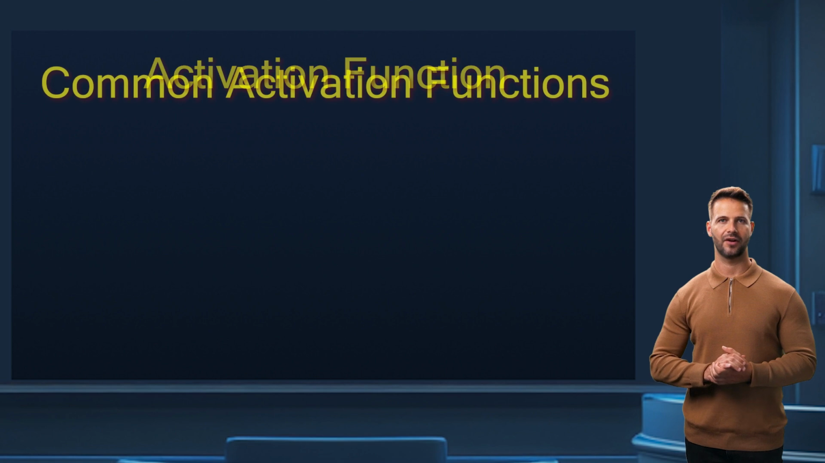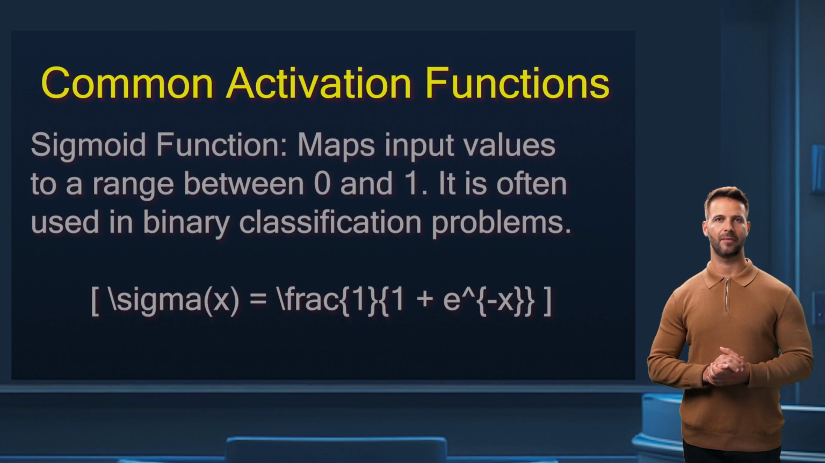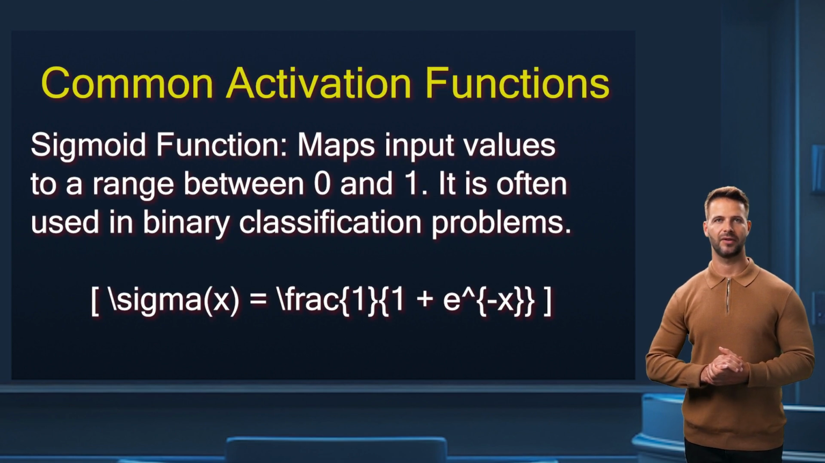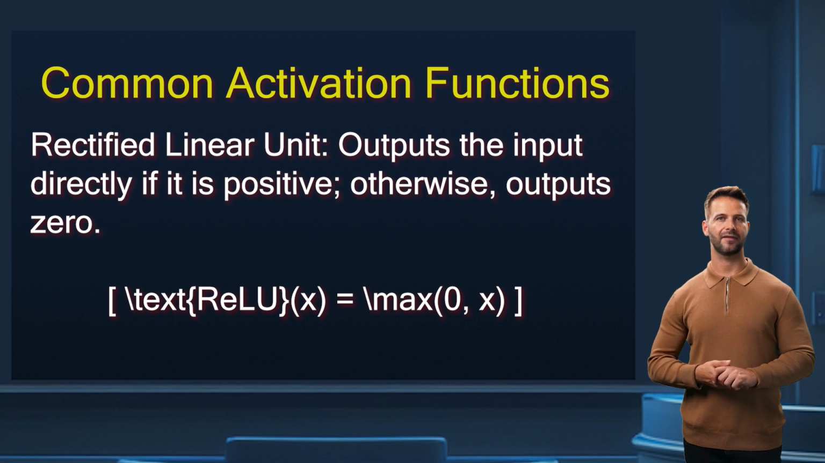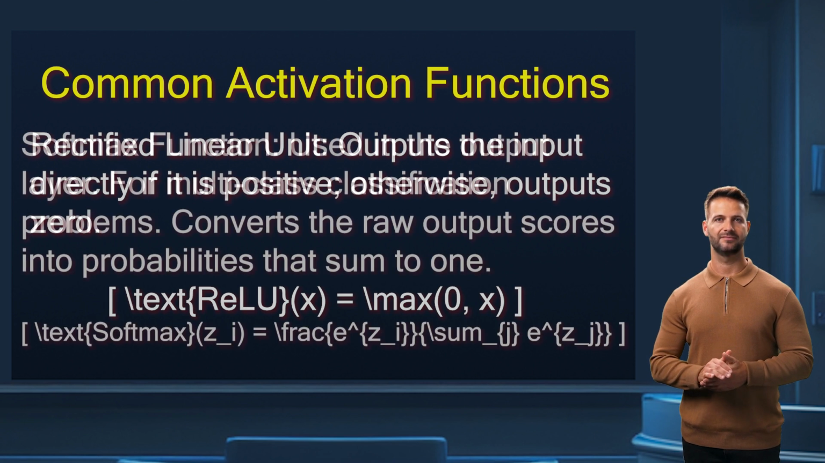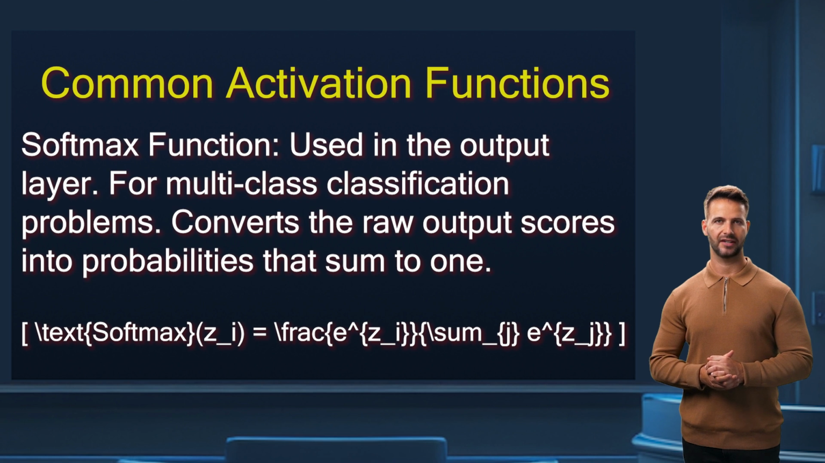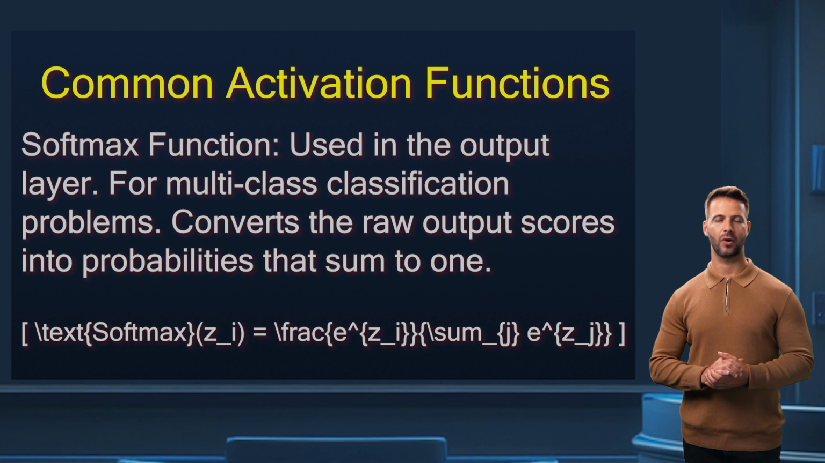Some common activation functions include: first, the sigmoid function maps input values to a range between 0 and 1. It is often used in binary classification problems. Second, the rectified linear unit. The ReLU function outputs the input directly if it is positive, otherwise it outputs 0. It is widely used in hidden layers due to its simplicity and effectiveness. Third, the softmax function is used in the output layer for multi-class classification problems. It converts the raw output scores into probabilities that sum to 1.